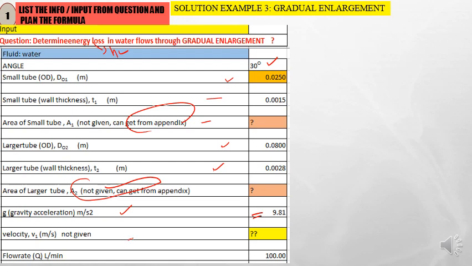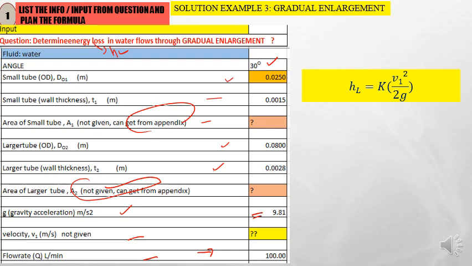And V1 is not given as well. The flow rate is 100 liters per minute. Same as the previous example, we need to refer to table appendix G2, and the flow rate we have to convert into SI units. So this is the formula to get the HL.